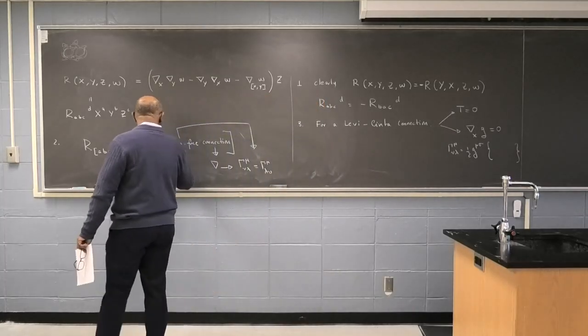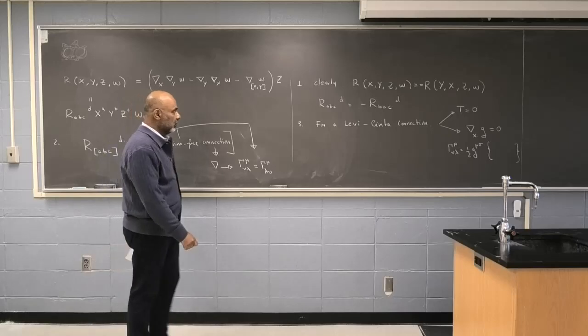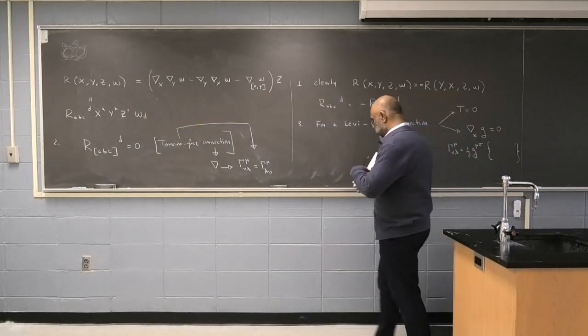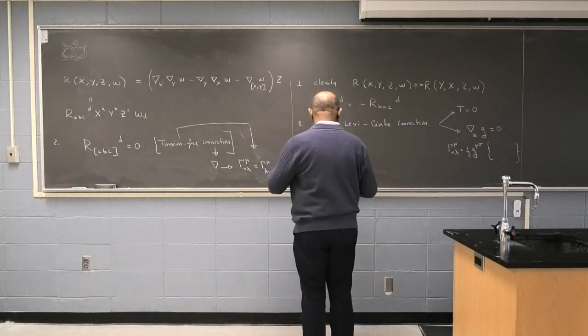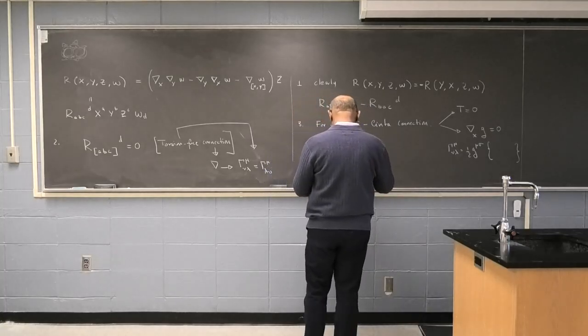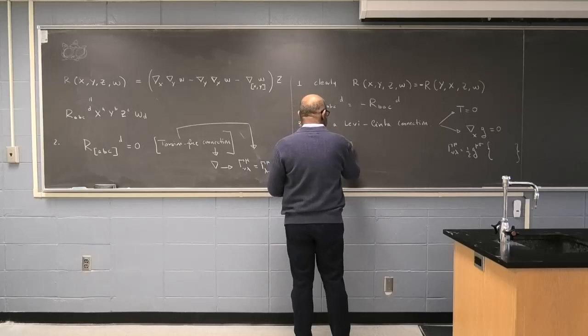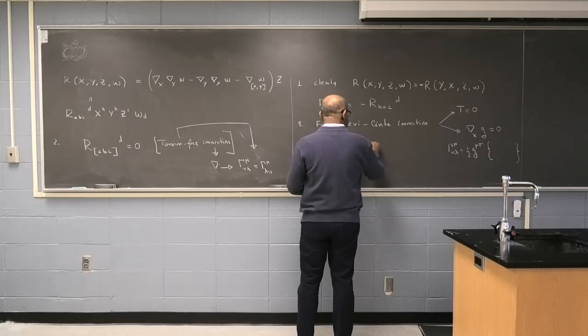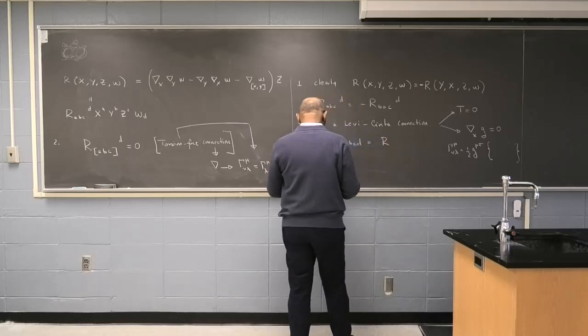This one only requires torsion-free. This one requires the Levi-Civita connection. Well, what is the requirement? What is the proof? What am I trying to show? That R_{ABCD} is equal to R.